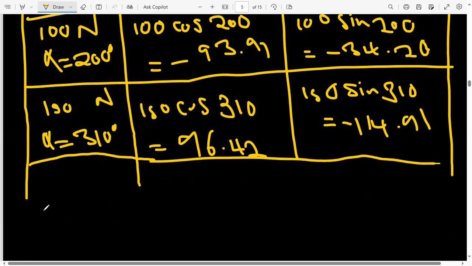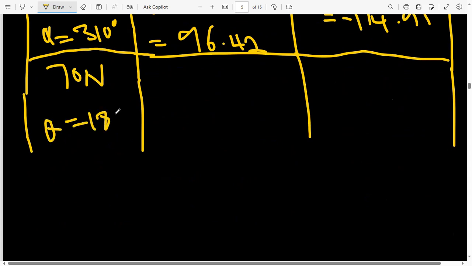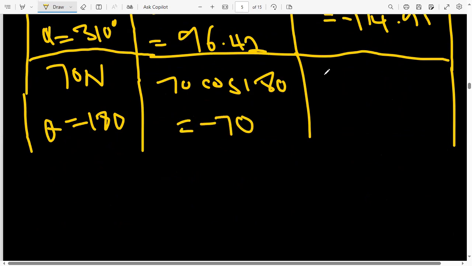Our third vector was 70 newtons, and then we had an angle of 180. So this is 70 cos 180, which will just be minus 70, right? So this will be minus 70. And since this was along the axis, the other is going to be 0, but we can show it. So 70 sine 180. Sine 180 is 0. So we are going to get 0 here.